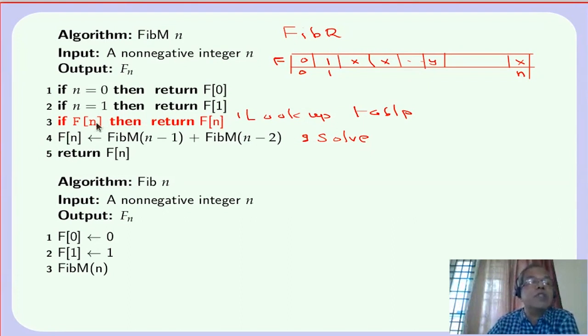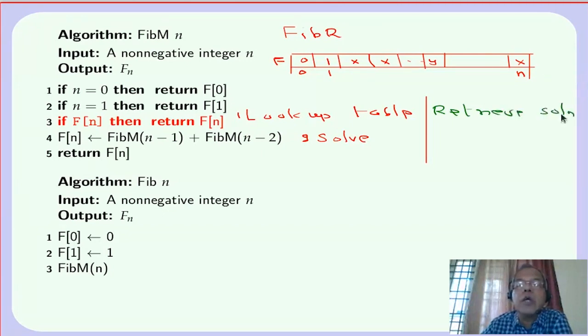That means this is the second time, or third time, or fourth time, or fifth time we want the solution to the problem. In that case, we just retrieve the solution from the table and do not compute the solution. Two important words: this is retrieve the solution, and this is compute the solution. First time, compute the solution. Subsequent times, retrieve the solution.